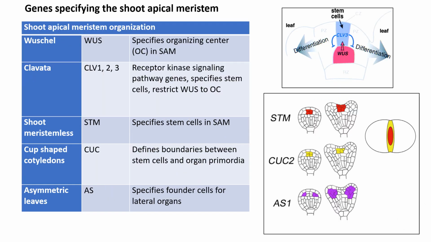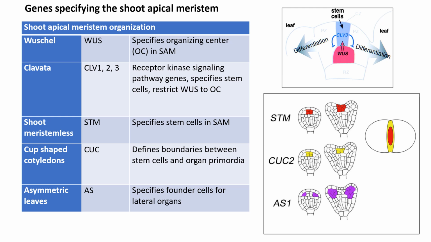Let us now see some of the genes which specify the organization of the shoot apical meristem. There are several genes involved in specifying the shoot apical meristem. The Wuschel gene or the WUS gene is responsible for specifying the organizing center in the SAM. There are three Clavata genes, namely CLV1, 2 and 3, which form a receptor kinase signaling pathway, and it specifies stem cells and restricts the WUS expression to the organizing center.